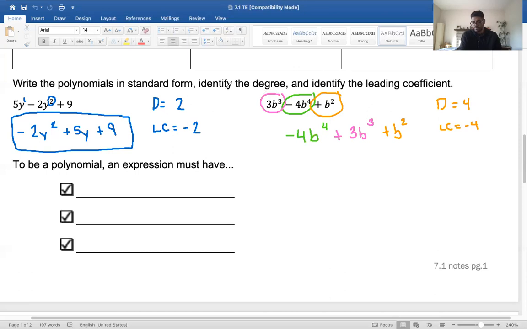Okay. Now, a couple of properties that polynomials must have. You must have positive exponents. So that's rule number 1. You got to have positive exponents. You also have to have real number coefficients. And you must have 2 or more terms. So on the next page, we're going to go through and look at some of these. I'm going to give you a bunch of examples where we determine if they're polynomials or not.